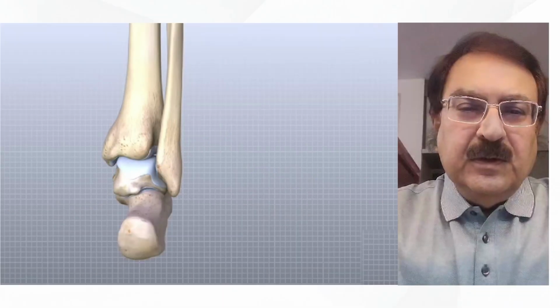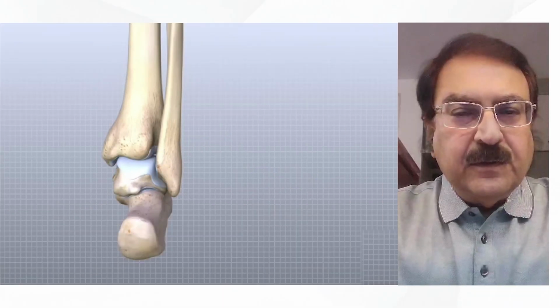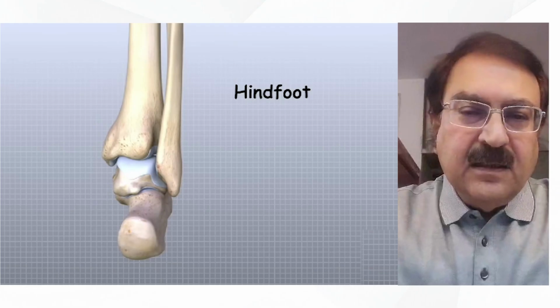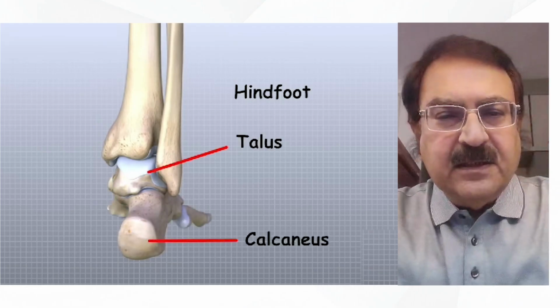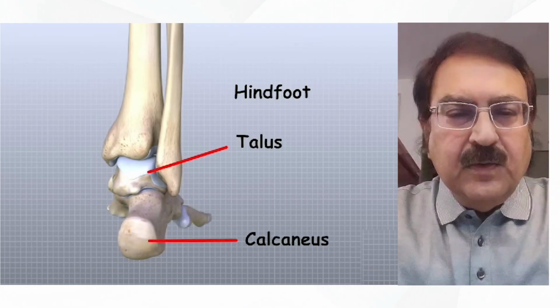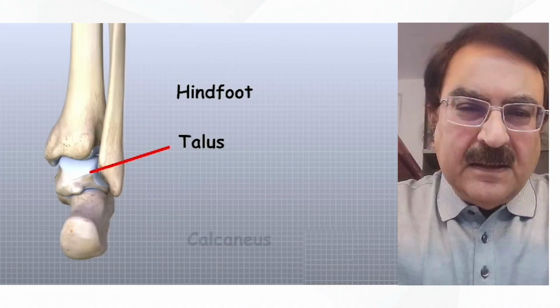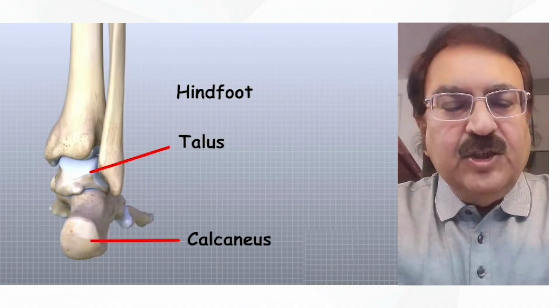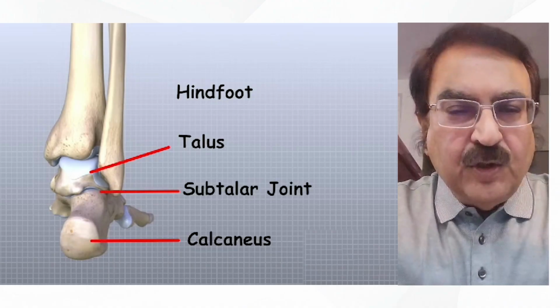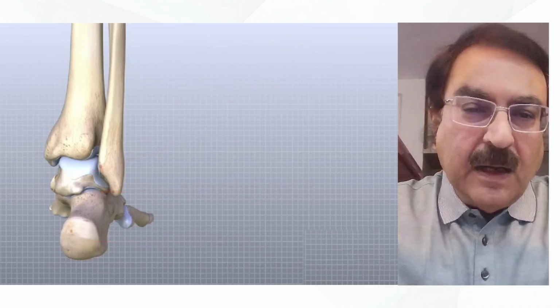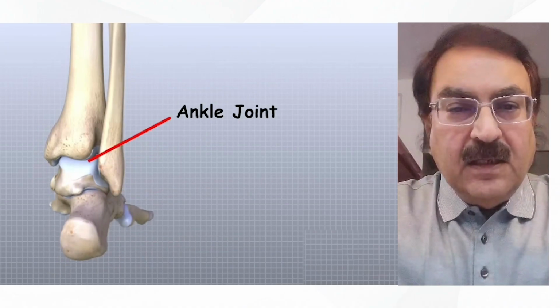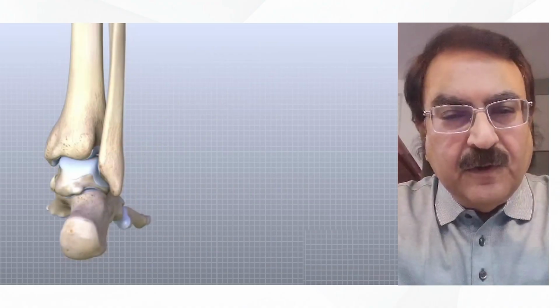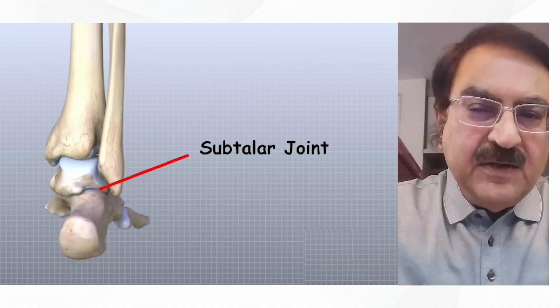The two bones that form the back part of the foot, the hind foot, are the talus and the calcaneus. The calcaneus is also known as the heel bone. The talus is connected to the calcaneus at the subtalar joint. The ankle joint allows the foot to move up and down. The subtalar joint allows the foot to rock from side to side.